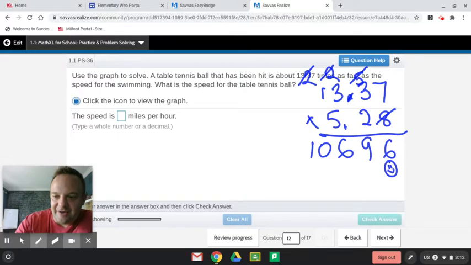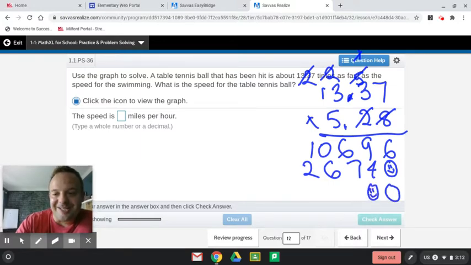2 times 7 is 14. 2 times 3 is 6 plus 1 is 7. 2 times 3 is 6. And 2 times 1 is 2. Now, we've already used that 2 and that 1. Now, when we do that 5, guys, we got to add 2 placeholder zeros. I'll put little smiley faces on them, okay? 5 times 7 is 35.